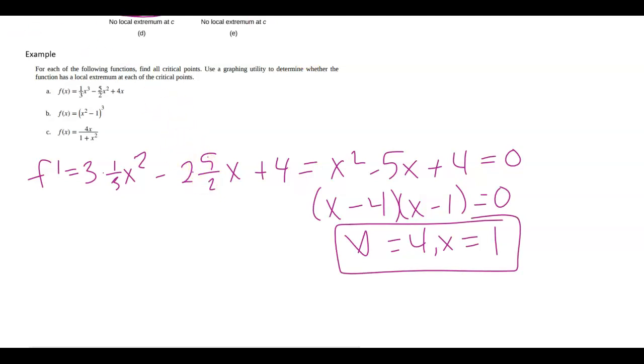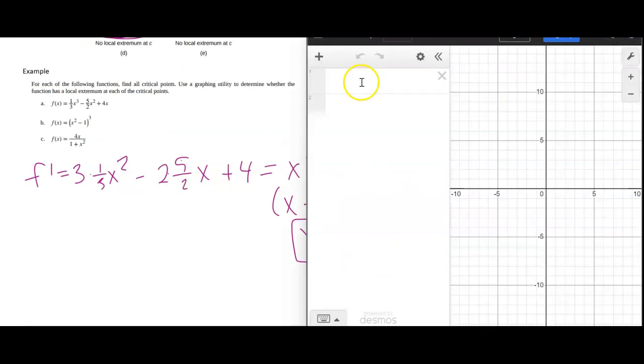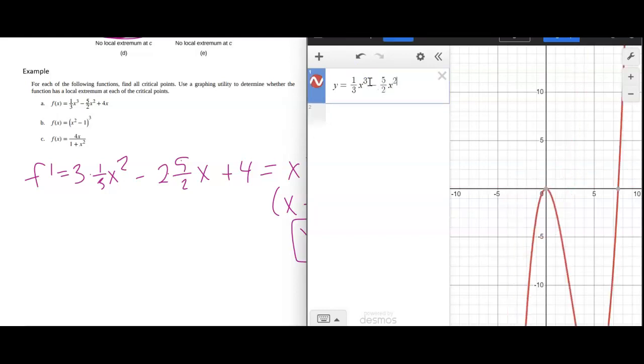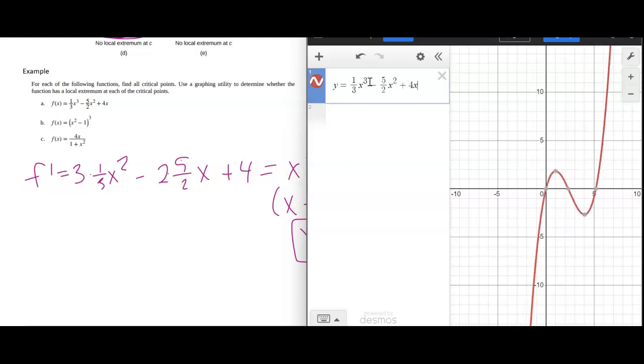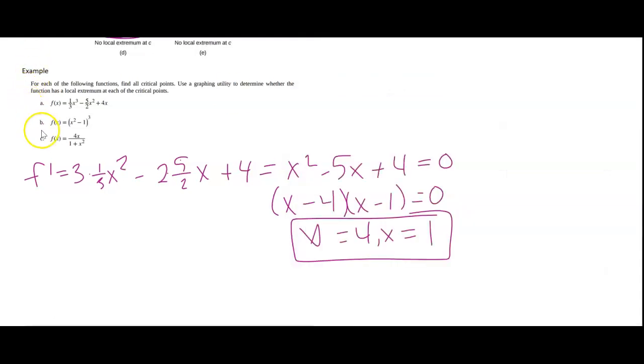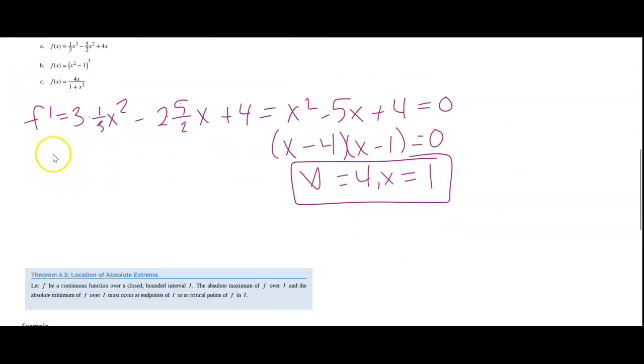If we look at a graph of this, let me pull up a little half page here. Then we can look at y equals 1/3 x to the 3rd power minus 5/2 x squared plus 4x, and we can see at x equals 1 and at x equals 4, I do have a local maximum and a local minimum.